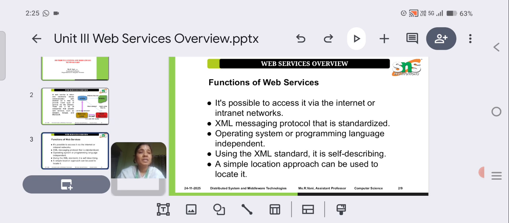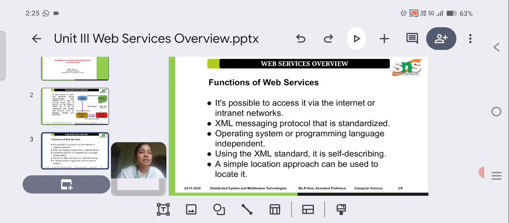In web services, the operating system and programming language are independent, that is, platform independent. It is an open source format so that anyone can access it easily. Using the XML standard, it is self-describing. It has a structured document which can be user defined. We can describe ourselves in order to collect a set of information.